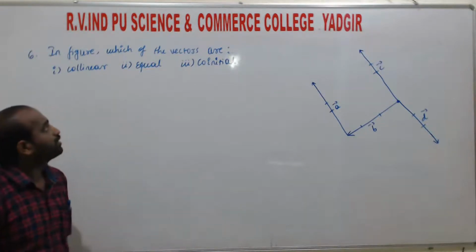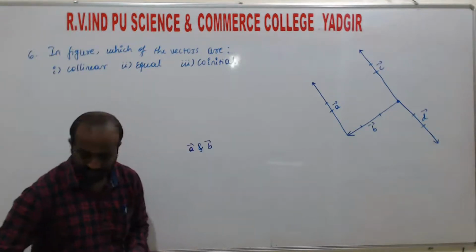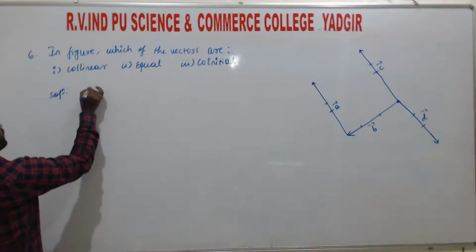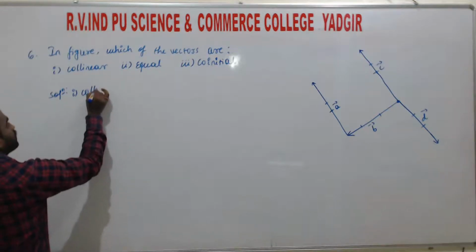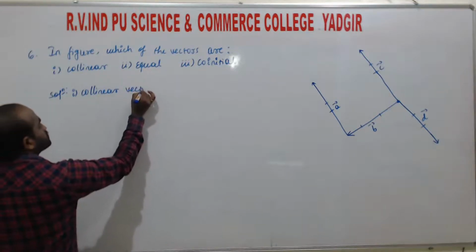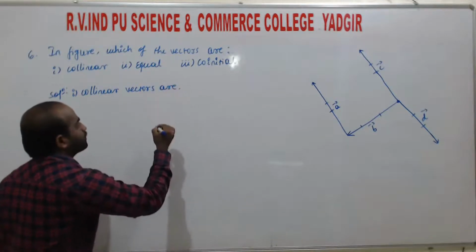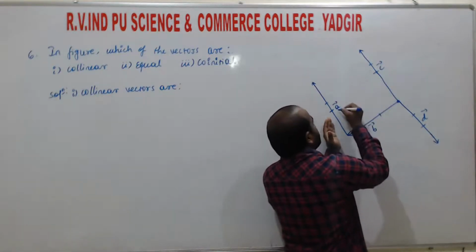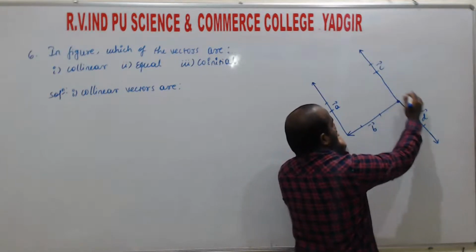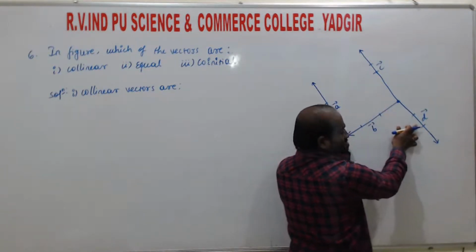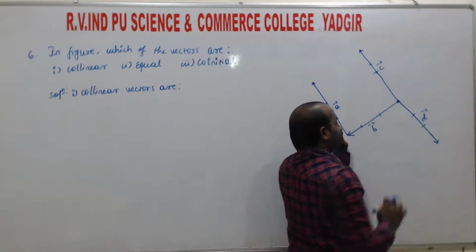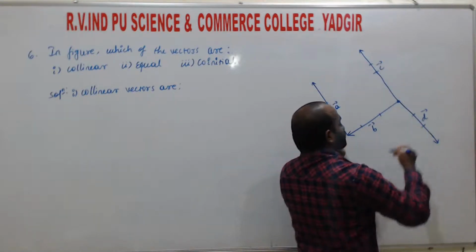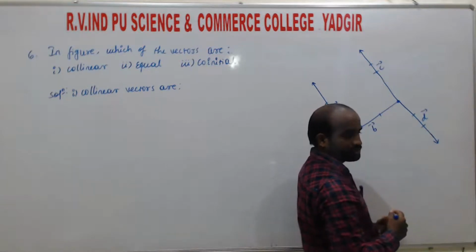Equal vectors: two vectors are said to be equal. Tell me in this figure, the solution. Collinear vectors are parallel to the same line. A and C are parallel to the same line. In this line, another vector is D. A, C, D are the collinear vectors, parallel to the same line, irrespective of their magnitude and directions.